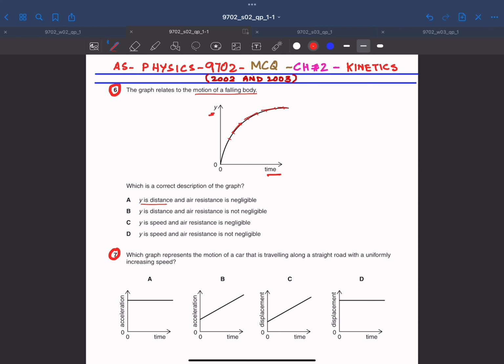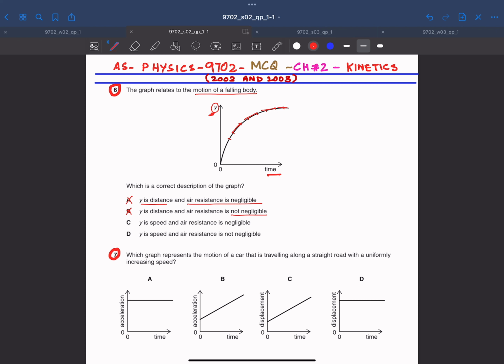It means that the velocity is decreasing, and you know that if you have a body which is falling towards the earth, then speed will always increase. So whether air resistance is negligible or not negligible, you cannot consider these two options, because the gradient of this graph, if y is distance, will be velocity, and this graph is showing a decrease in velocity. So this is not the situation here.